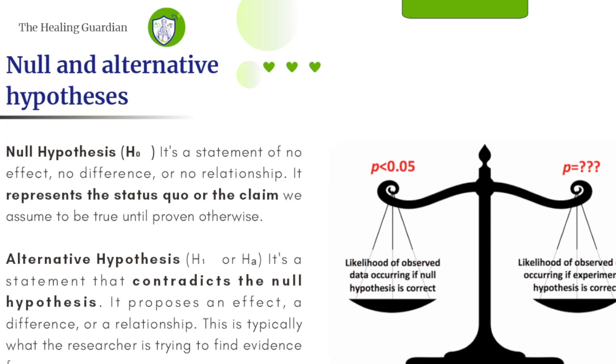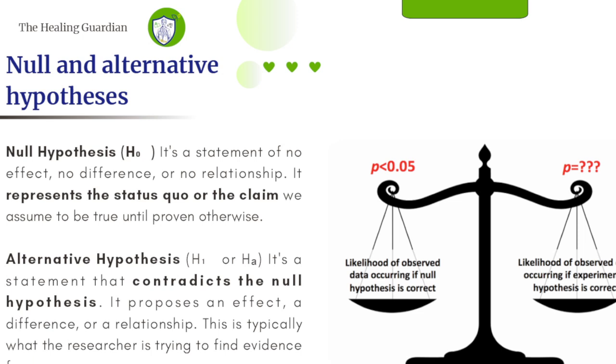So we can briefly describe null and alternative hypotheses. A null hypothesis is a statement of no effect. There is no difference, there is no relationship. If you're looking at the association between smoking and lung cancer, the null hypothesis suggests that there is no relationship, meaning the results we have got might be due to chance. So we have to disprove it. And if we fail to disprove it, we cannot reject it.